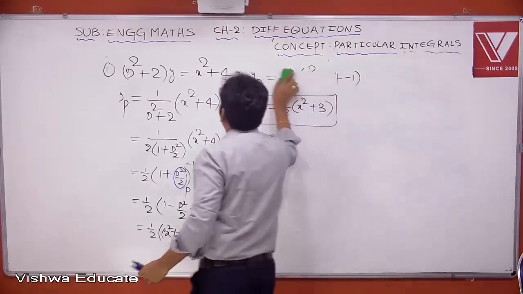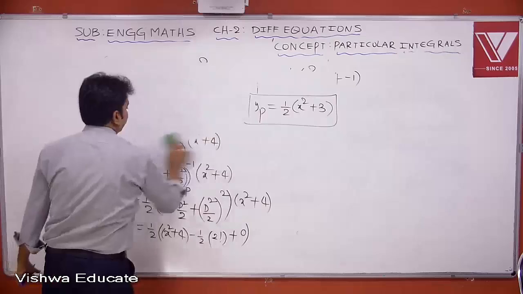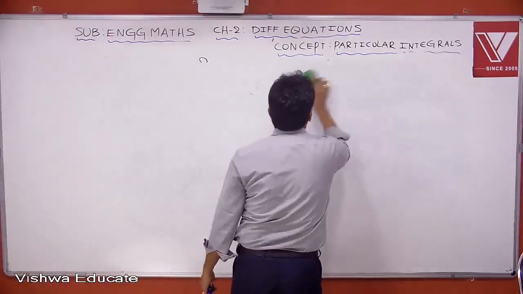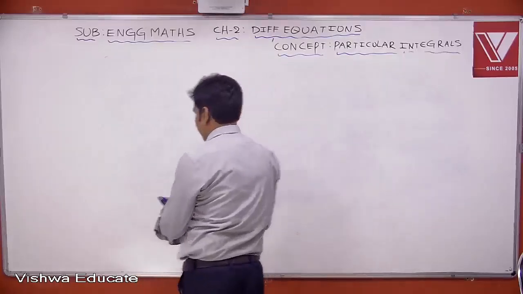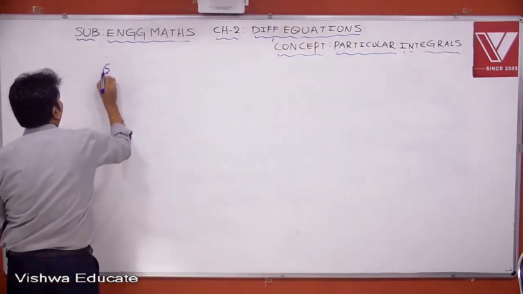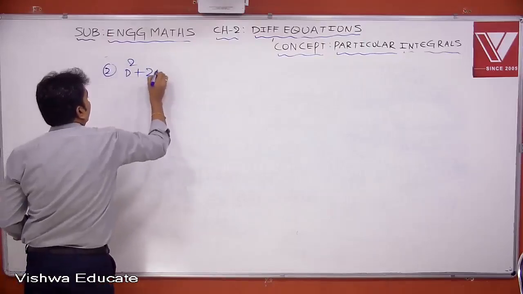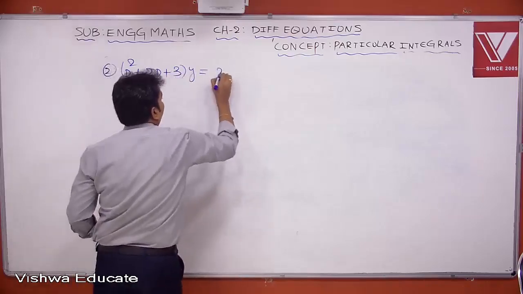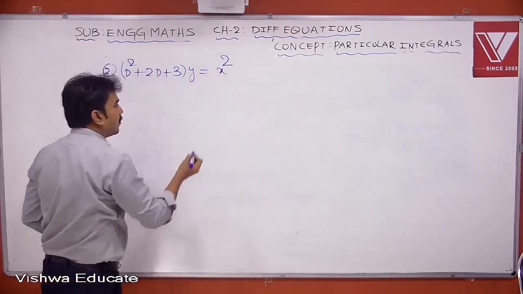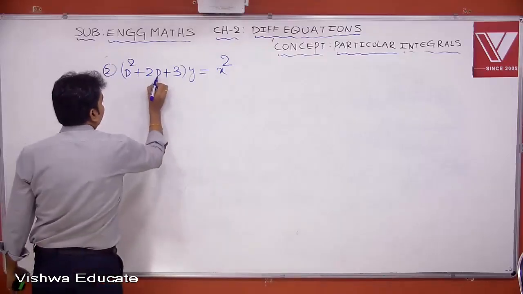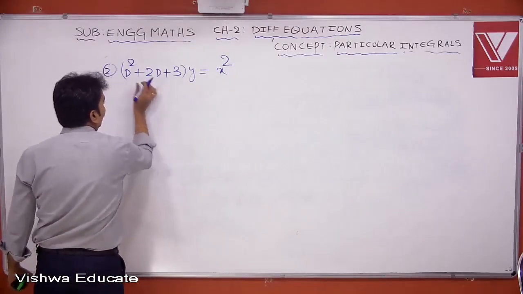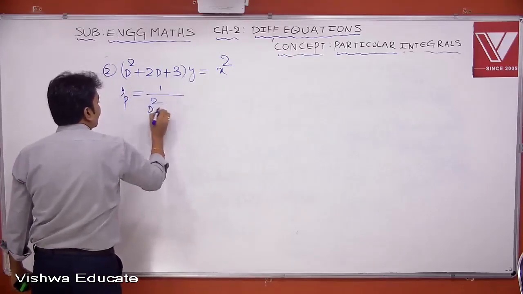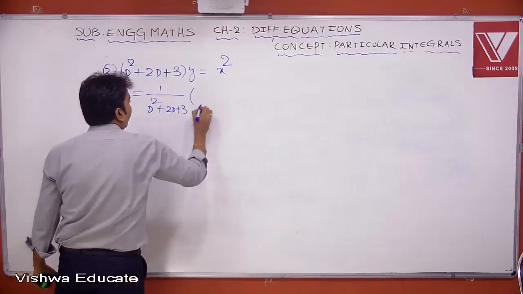Now let us handle one complicated example. Suppose I have (D square plus 2D plus 3) of y equal to, for example, x square. A simple second degree polynomial expression. The complicated issue is f of D because it involves three terms. So here yp equal to 1 by (D square plus 2D plus 3) of x square.